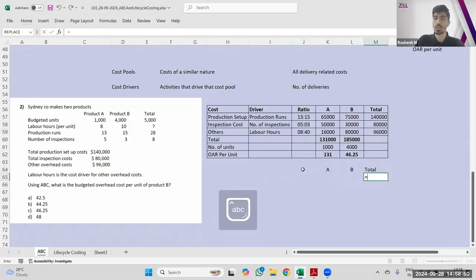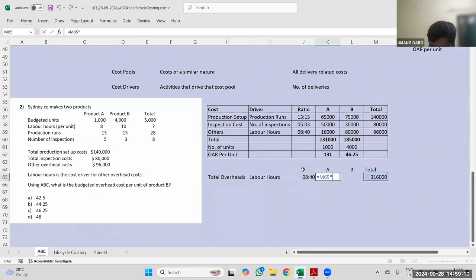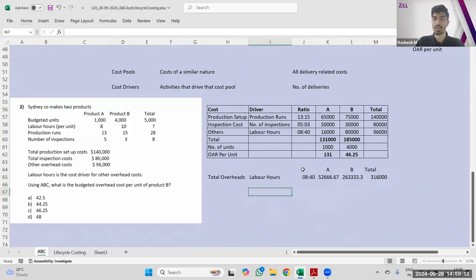So my absorption total cost is 3,16,000. I will simply allocate it using the total overheads and labor hours, which will still be 8 is to 40. So 316,000 into 8 divided by 48 and into 40 divided by 48. And then I would divide this by the number of units, so that part remains the same.